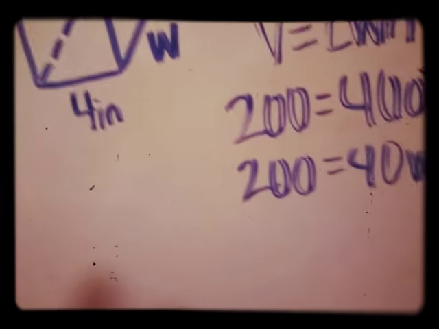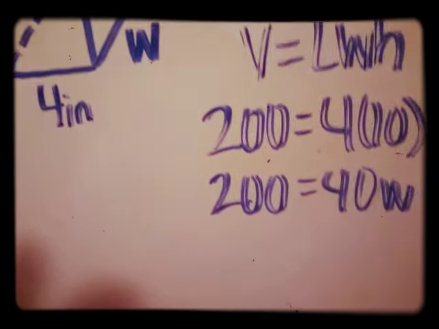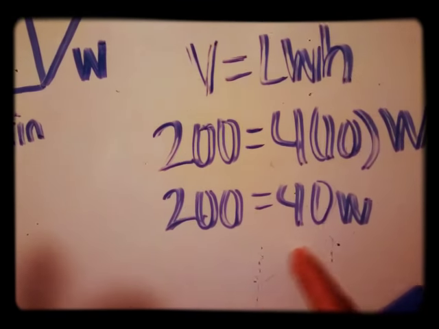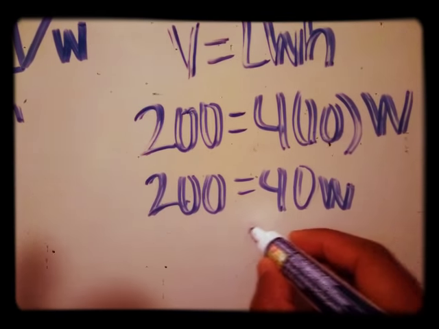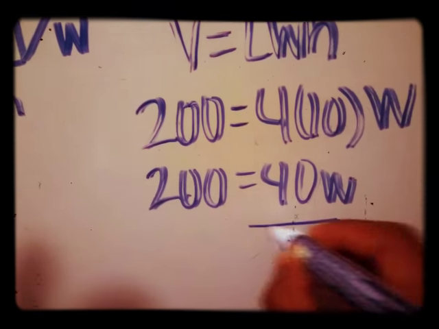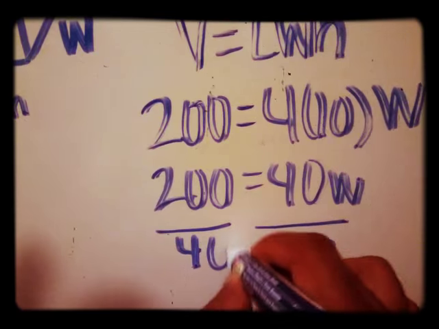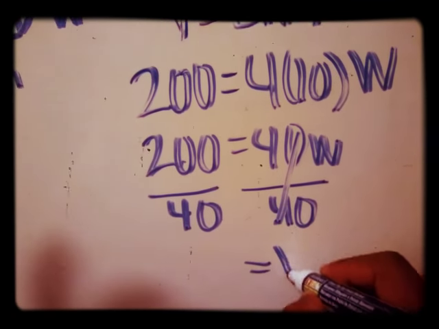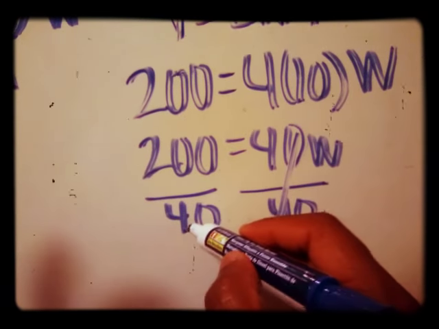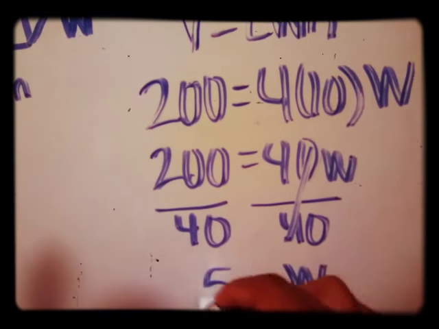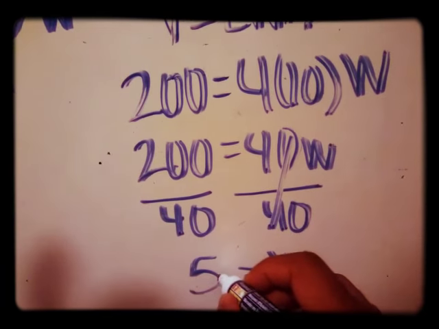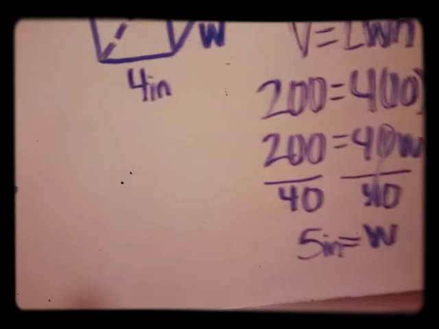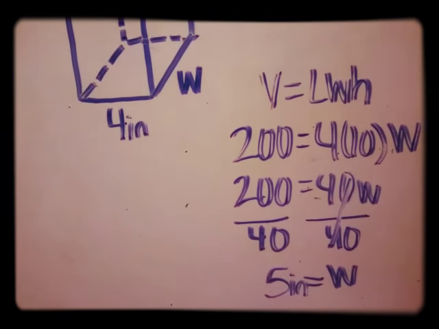So now we have an equation. It's one step now. We need to solve this one-step equation by performing the inverse operation of multiplication, which is division. Divide both sides by 40. This will cancel. We now have W being isolated. 200 divided by 40 is 5. And our unit of measure is inches. This is not cubed because we're not finding the total volume. We're finding a missing dimension.